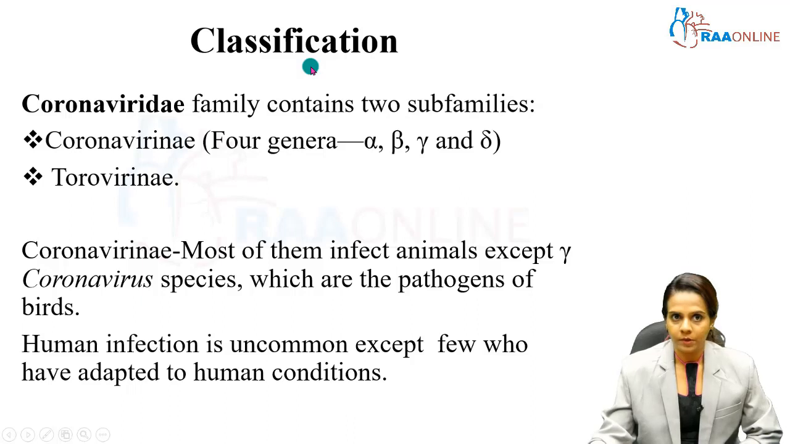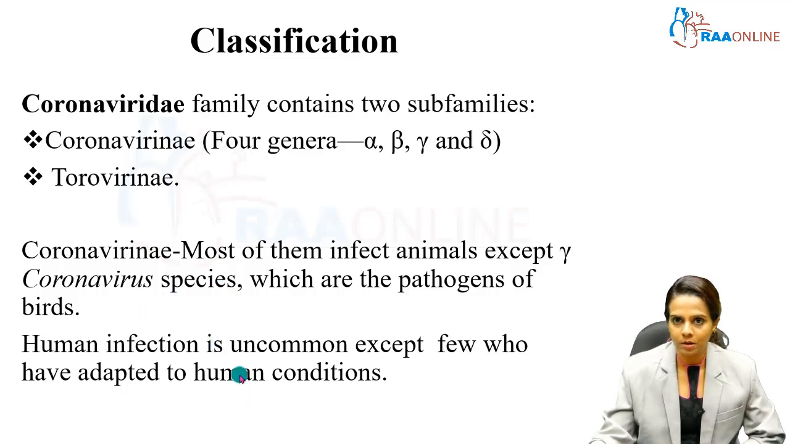So coming to the classification, the Coronaviridae family contains two subfamilies, Coronavirinae and Torovirinae. Coronavirinae contains 4 genera: alpha, beta, gamma and delta. Most of them infect animals, except the gamma coronavirus species, which are pathogens of birds. Mostly these coronaviruses infect animals, but human infection is uncommon except for a few that have adapted to human conditions.